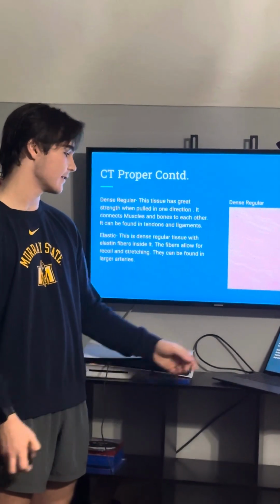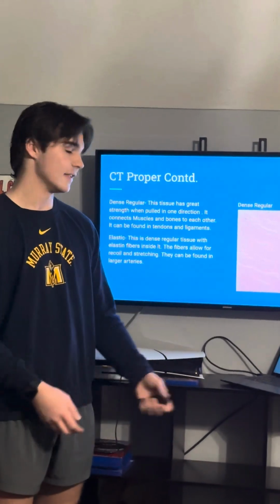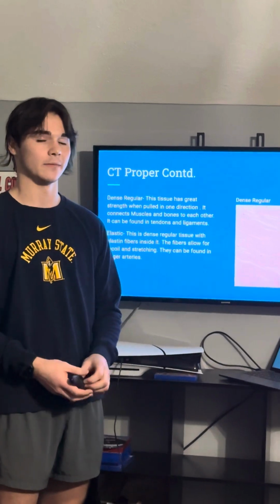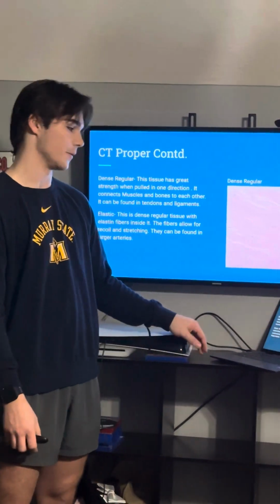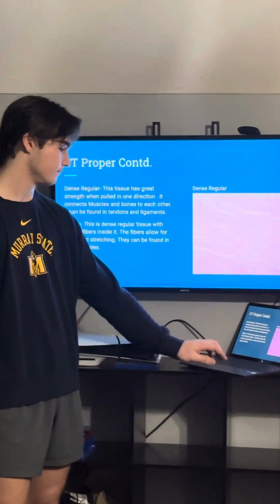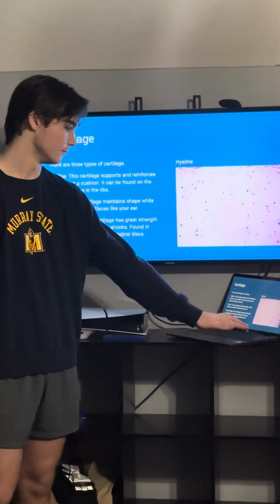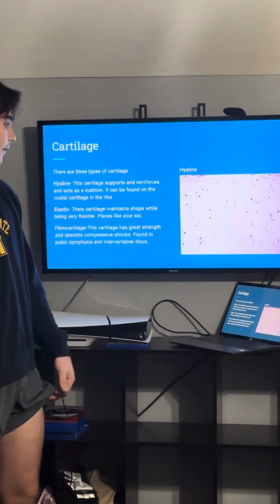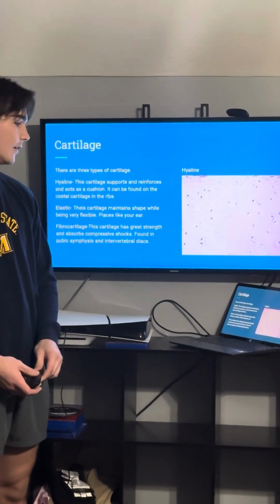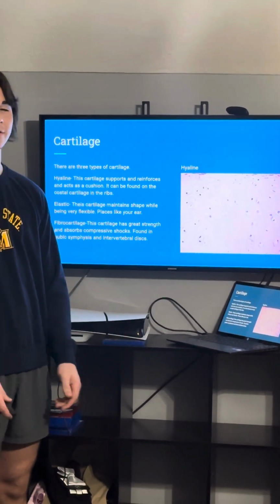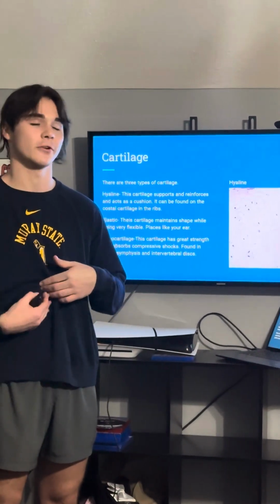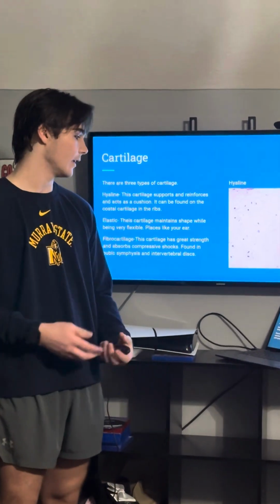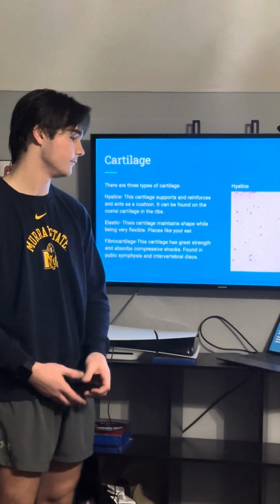Next, we have elastic tissue. It's just dense regular tissue with more fibers in it, so it's a lot tighter. It helps with recoil and stretching. Next is cartilage. First we have hyaline. Hyaline cartilage is where your costal cartilage is in your ribs that connect to your sternum. It reinforces and acts as a cushion.